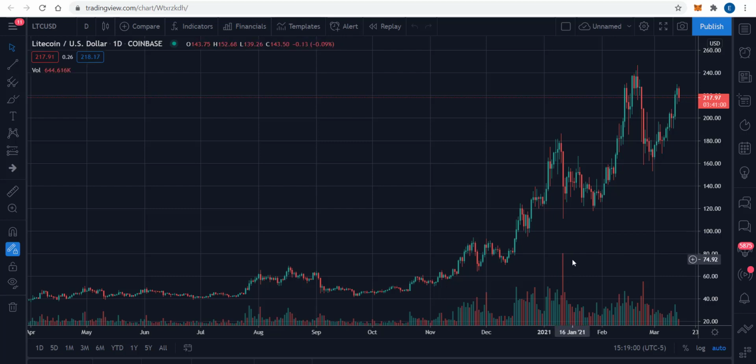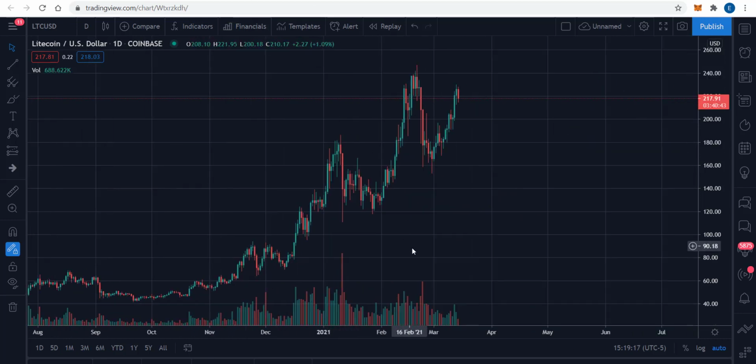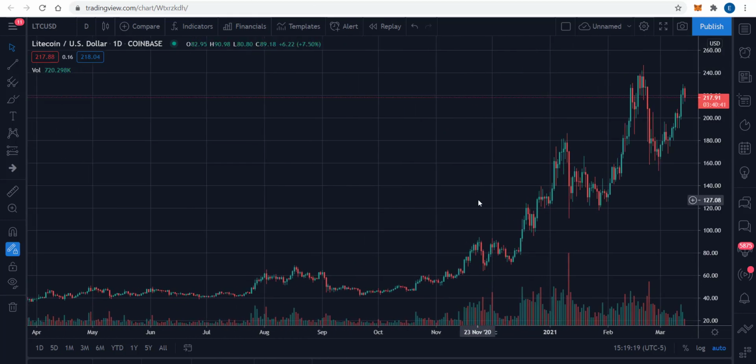March the 14th, 2021. Today we're taking a look at Litecoin. This is also one of the more popular crypto tokens out there, or crypto coins. So let's go ahead and take a look. I'm using the version on Coinbase, and we're looking at Litecoin versus the US dollar.